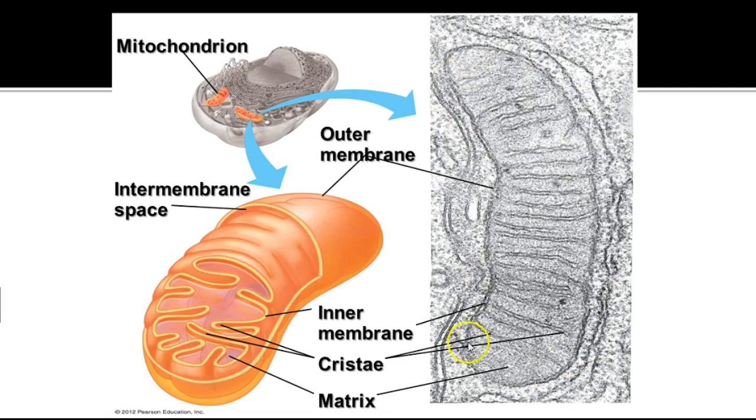You can see the double membrane on the outside and the cristae folded on the inside. In the diagram, you can see how these are arranged, and there's a space in between the membranes called the intermembrane space, which is very important in the process of producing the ATP. So we'll learn a little bit more about that later on.